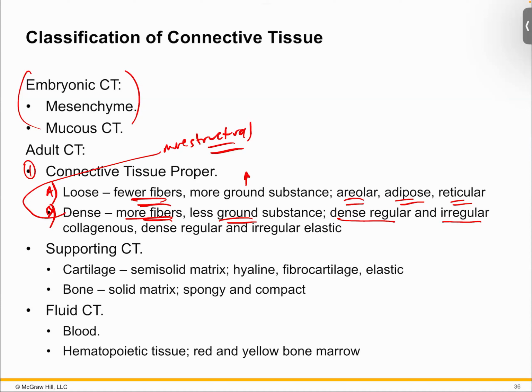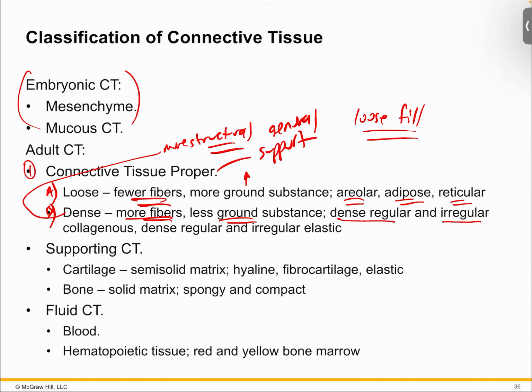Generally speaking, we tend to talk more about dense regular and irregular, usually with respect to collagen. Okay. So these guys are important because their role is largely supportive, general support. You'll hear me use a term, especially if you take me for AMP2. And I usually say loose fill.